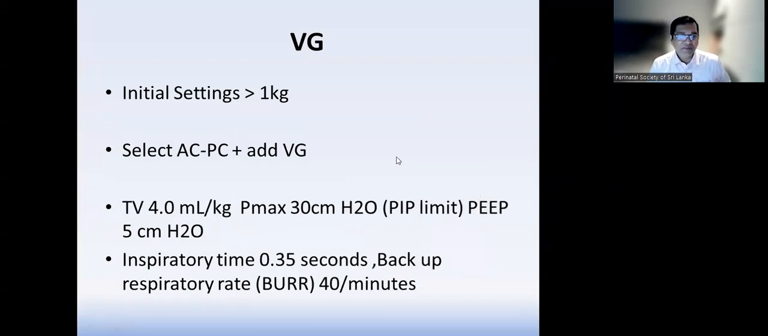And if the baby is more than 1 kilo, then again you can set the tidal volume 4 ml per kg, and Pmax you can set it as 30 centimeter water. That's a PIP limit, and PIP can be 5 centimeter water. This can change depending on the baby's situation and the parenchymal disease. You can change these things, but these are standard. And inspiration time 0.35. And backup rate you can set as 40.